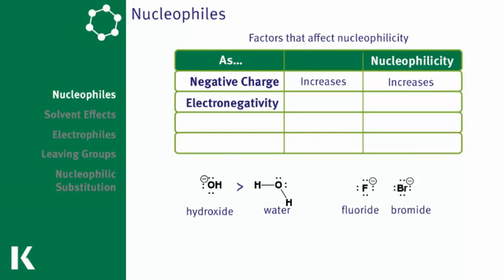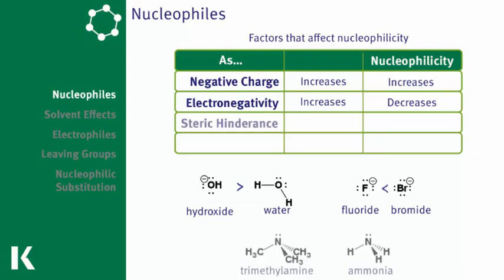What about electronegativity? That's a bit different than negative charge, and as it increases, nucleophilicity will actually decrease. To understand this phenomenon, it is helpful to look at the halogens as an example. While fluorine is the most electronegative, its valence shell is also very close to the nucleus, meaning that its electrons are bound tightly and are not largely available to form bonds. The valence shell of bromine, by contrast, is located much farther away from the nucleus, so its electrons are more free to bond.